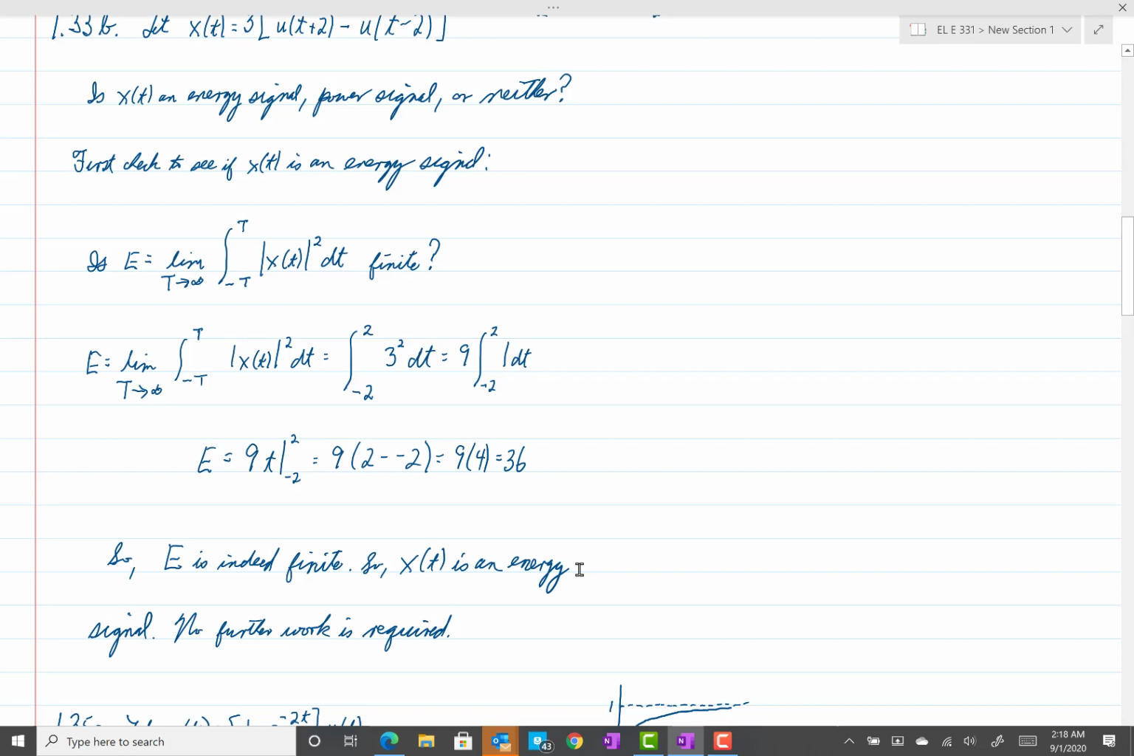And that's it. We don't have to worry about anything else. Once we have determined that a signal is an energy signal, it can't be anything else, and it can't be both an energy signal and a power signal, so you don't need to check anything else. This is an energy signal, and that's the end of the work for that problem.